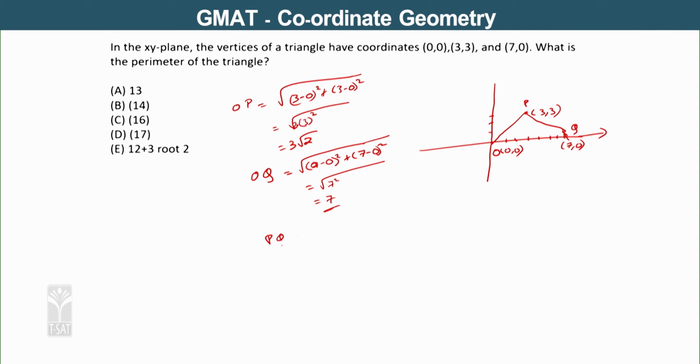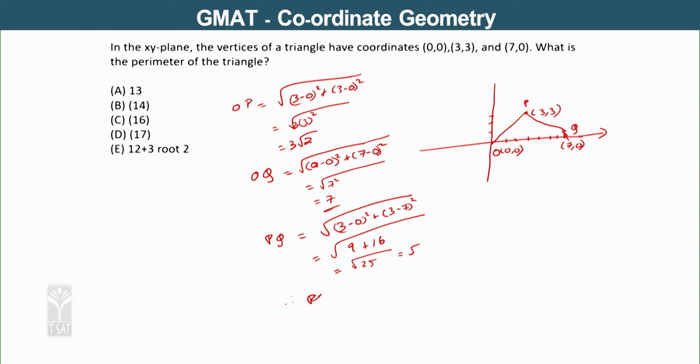P and Q, the distance will be equal to the square root of (3 minus 0) whole squared, y2 minus y1, plus (3 minus 7) whole squared, which is 3 squared, that is 9, plus (3 minus 7) whole squared, that is minus 4 whole squared, which is 16. This comes out to be root of 25, which is 5.